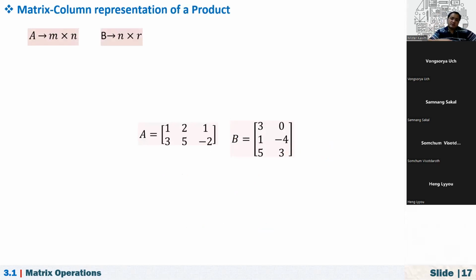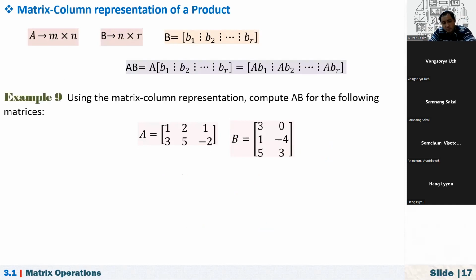Another one is the matrix column representation of a product. That's also another way of computing a matrix product. Suppose we are given matrix A, whose dimensions are m by n, and B, n by r. Because you're going to multiply, these numbers must be the same, otherwise it's not defined. Now, if we partition B column-wise, for example, the first column of B, because a matrix has rows and columns.